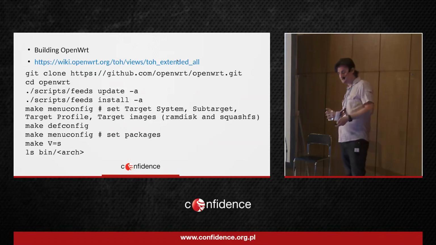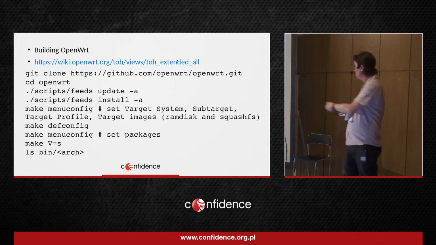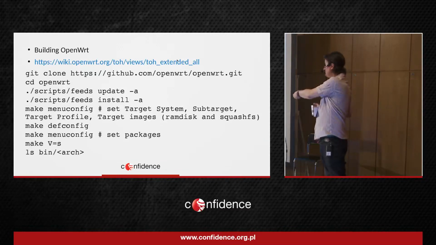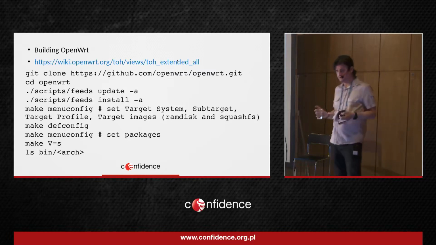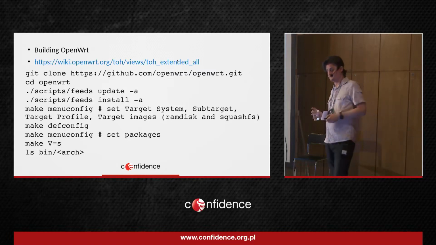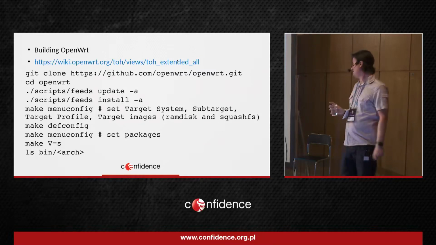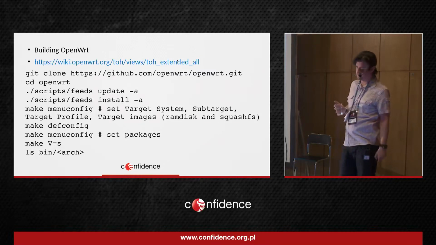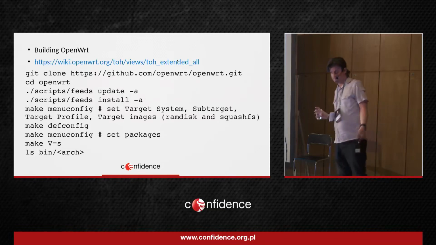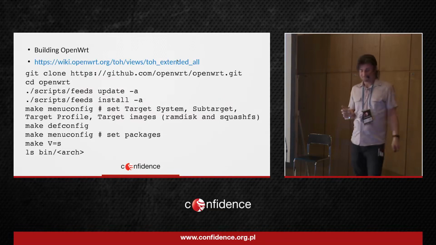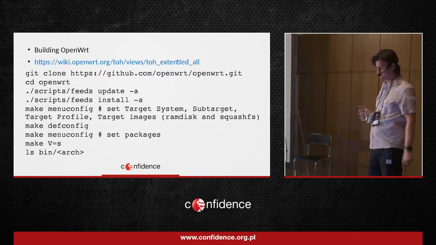So we choose the target system, we exit menuconfig, then we need to make defconfig, which will set all the important packages and all the important parameters of the build. Then we can enter menuconfig the second time and choose some packages that we want to build into the system. And of course, after this, make V=s is for verbose.